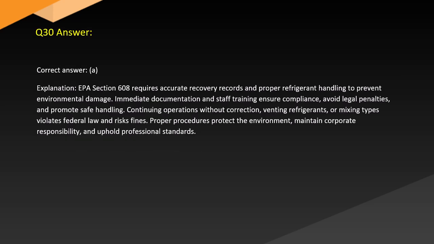Answer. Correct answer: A. Explanation. EPA Section 608 requires accurate recovery records and proper refrigerant handling to prevent environmental damage. Immediate documentation and staff training ensure compliance, avoid legal penalties, and promote safe handling. Continuing operations without correction, venting refrigerants, or mixing types violates federal law and risks fines. Proper procedures protect the environment, maintain corporate responsibility, and uphold professional standards.